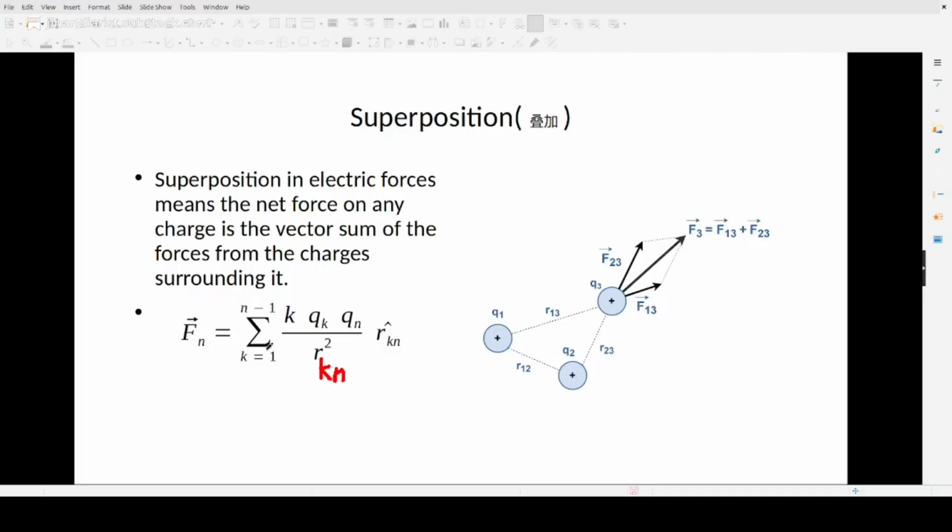From charge K to charge N, for all the other charges, 1 to N minus 1, and we have to add these vectorially. See, here n is 3. We're trying to find the total force on charge 3: F3 is F13 plus F23, and these add vectorially. We have to resolve them into components and add them. If you remember your vector addition from mathematics, that can be tricky because you have to resolve into components and add.